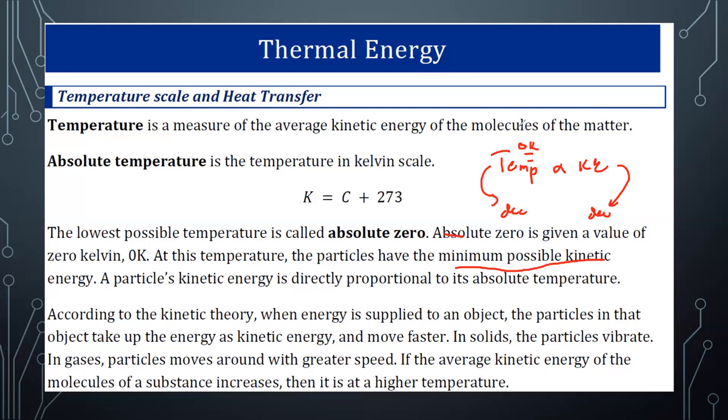So according to kinetic theory, when energy is supplied to an object, the particles increase their kinetic energy and they will move faster. In solids, the particles vibrate. In gases, the particles can move around each other at high speed. And if the average kinetic energy of the molecules increases, the temperature will also increase. So we can relate the temperature with the kinetic energy of the molecules as well as the speed at which the molecules are moving.